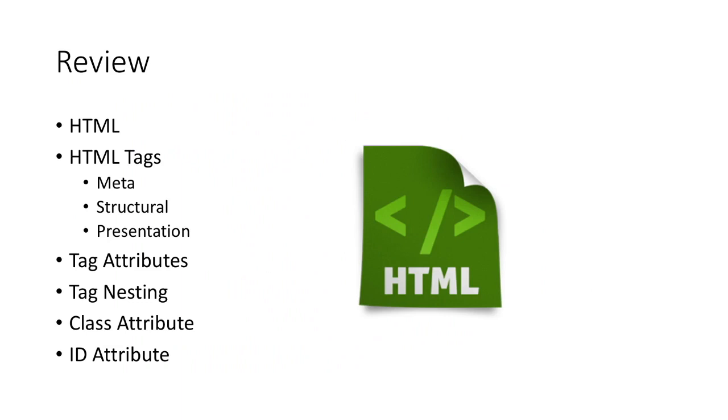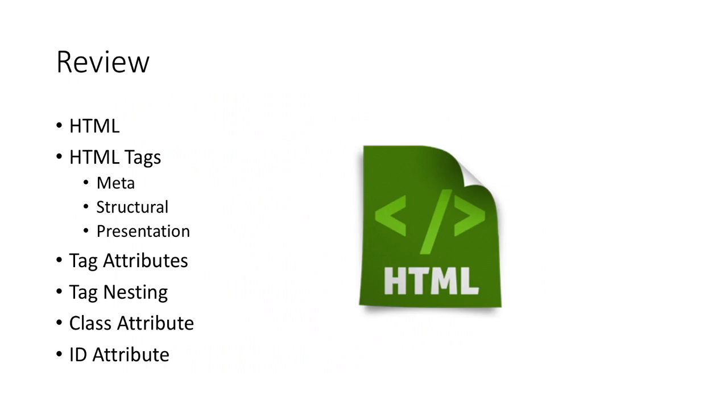Tags can also be nested, so you can have, say, an ordered list tag contained within a div tag that's contained within the body tag, which is then contained within the HTML tag. And then we also discussed the class attribute, which we'll be talking more about today. The class attribute is really used for setting your tag elements to give them a styling.